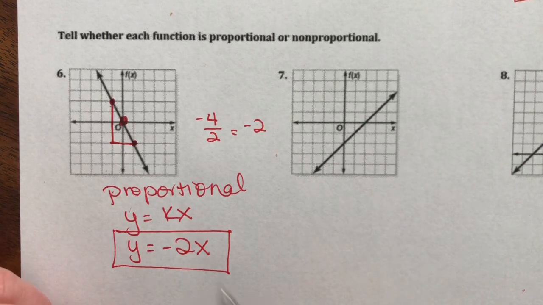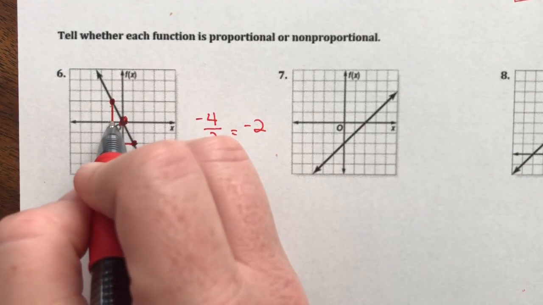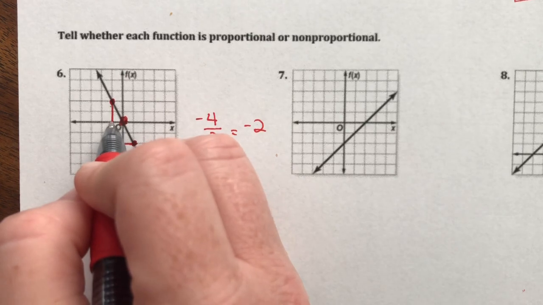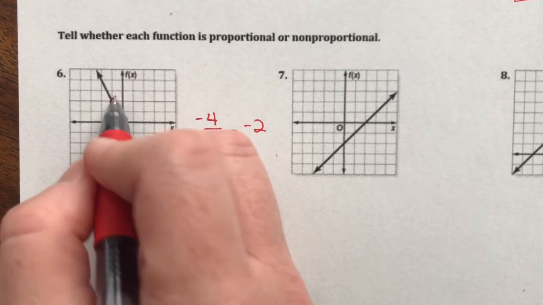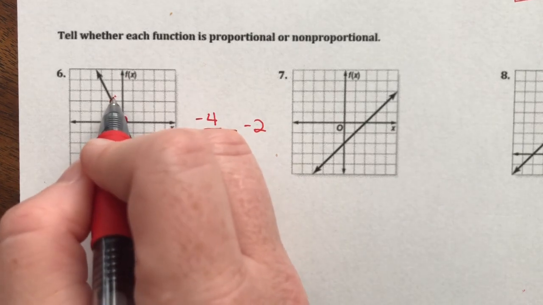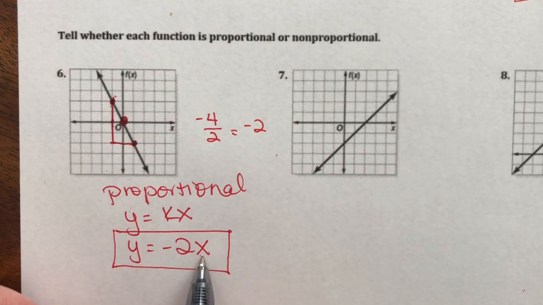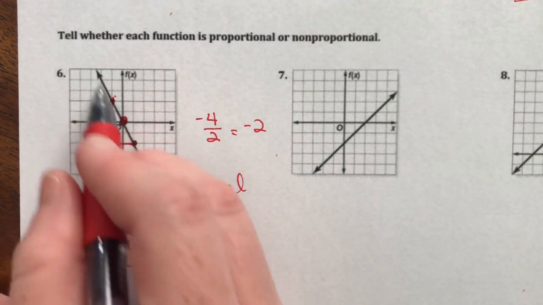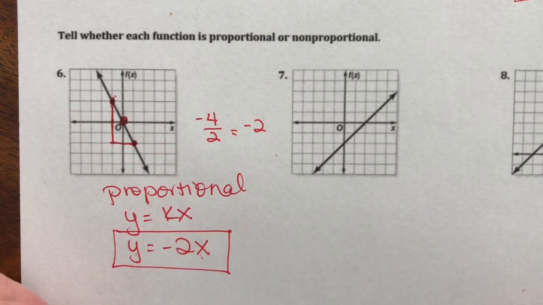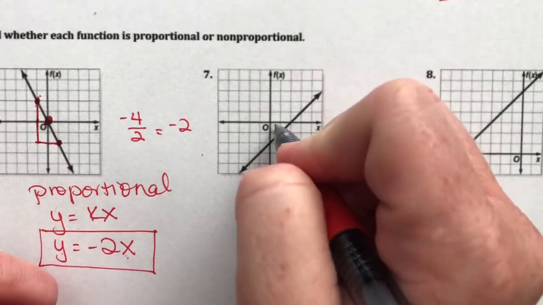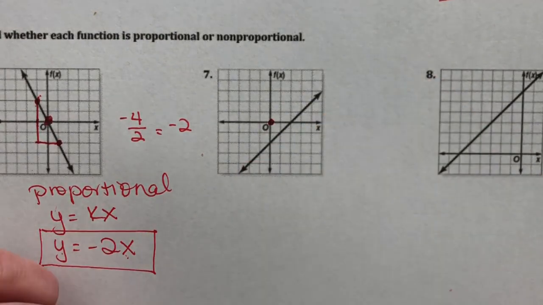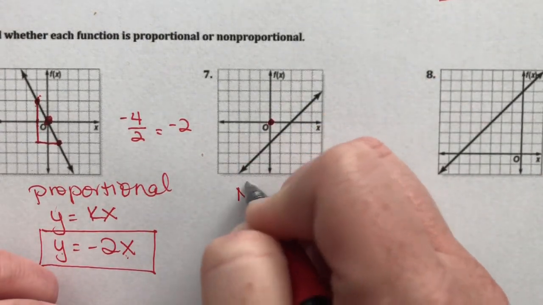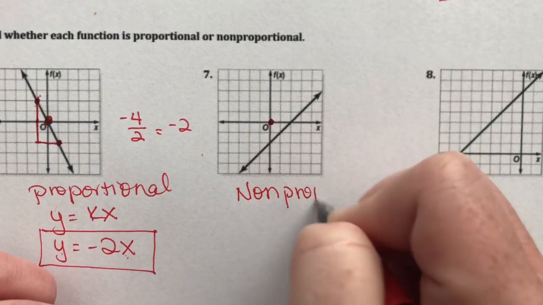Makes sense? If I went backwards 1, if my x value is negative 1, what should my y value be? Negative 1 comma 2, right? So if I plug a negative 1 in here, negative 2 times negative 1 is positive 2. That's what I wanted. That lies on my line. So I know this is the correct equation. Second one, number 7. Does my line pass through the origin? No, it does not. So this is non-proportional.